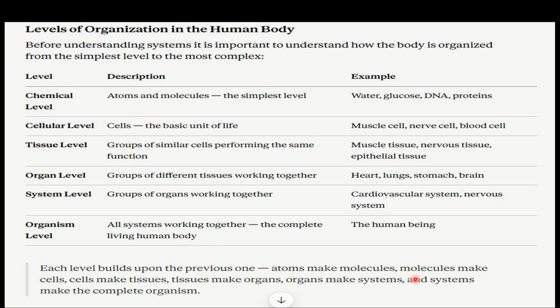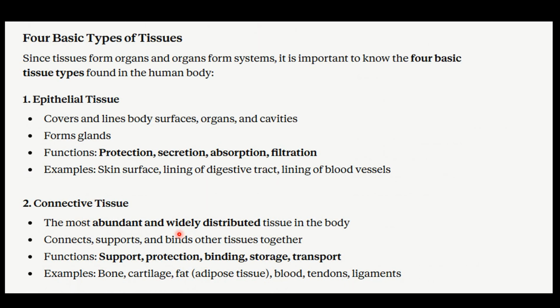Atoms make the molecule, molecules make the cell, cells make the tissue, tissues make the organ, organs make the system, and then systems make the complete organism or human body. Clear? So I think this part is clear. Now the next thing is basic tissues.